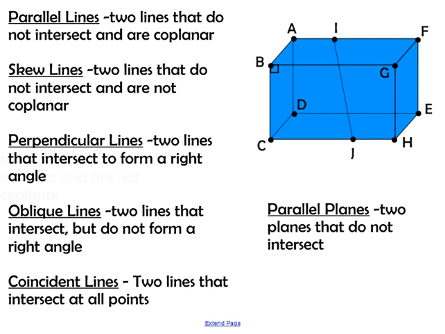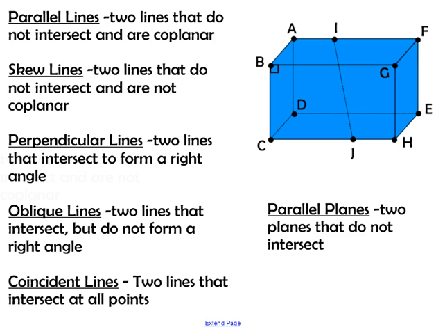When we talk about skew lines, we're talking about two lines that do not intersect and are not coplanar. So these are lines that are not going to intersect, but they are not on the same plane. So if we have AB along that top plane and line DE along the bottom plane, they're never going to intersect, but they are on different planes.